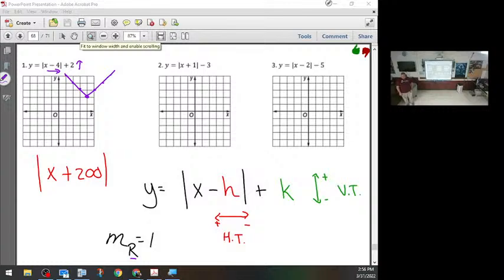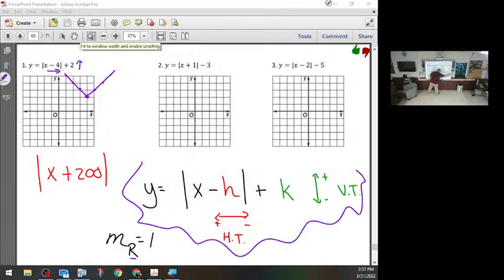Transformations are so much easier. You don't have to do it by table. If you know this, all the graphs are going to be the same. You just move it up, down, left, right. So do those two right there. Move your V left or right, up or down, according to this, the holy grail of our transformations.